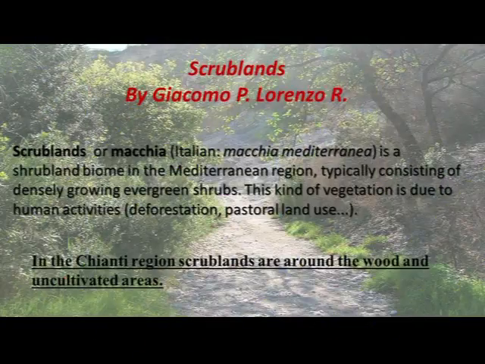Scrublands by Giacomo and Lorenzo. Scrublands, or macchia, Italian macchia mediterranea, is a shrublands biome in the Mediterranean region, typically consisting of densely growing evergreen shrubs. This kind of vegetation is due to human activities, deforestation, and pastoral land use. In the Chianti region, scrublands are around the woods and cultivated areas.